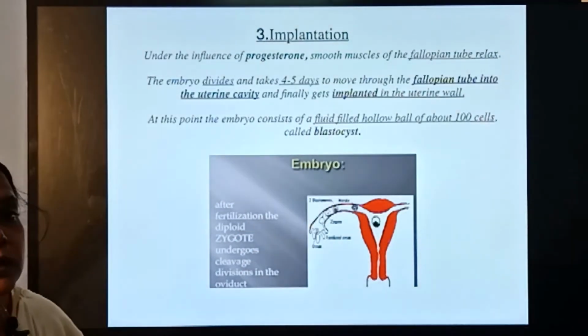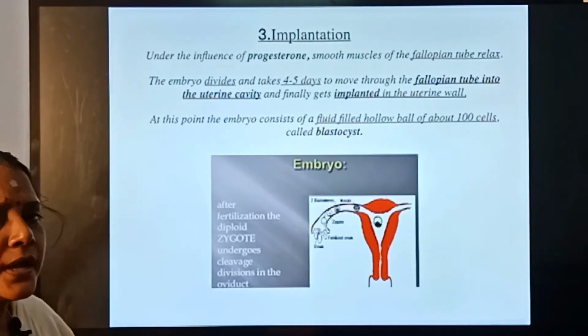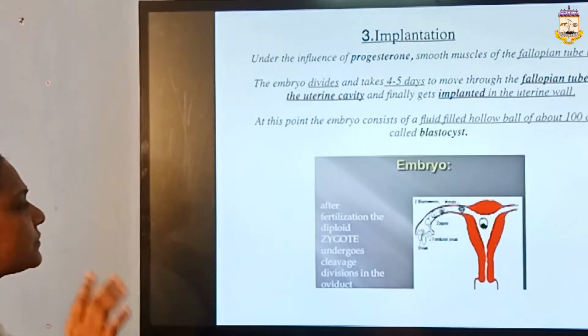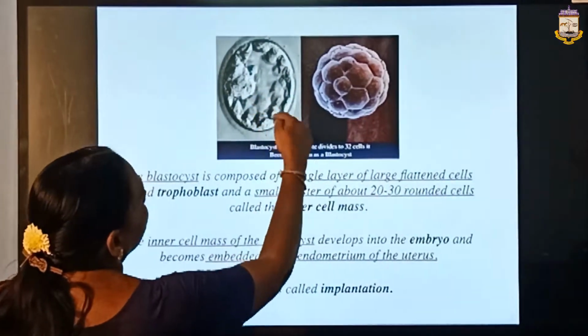What do you have? Call it a blastocyst. Now you call it a blastocyst. About 100 cells will be present inside. Next one. See here, the blastocyst is a fluid-filled structure.